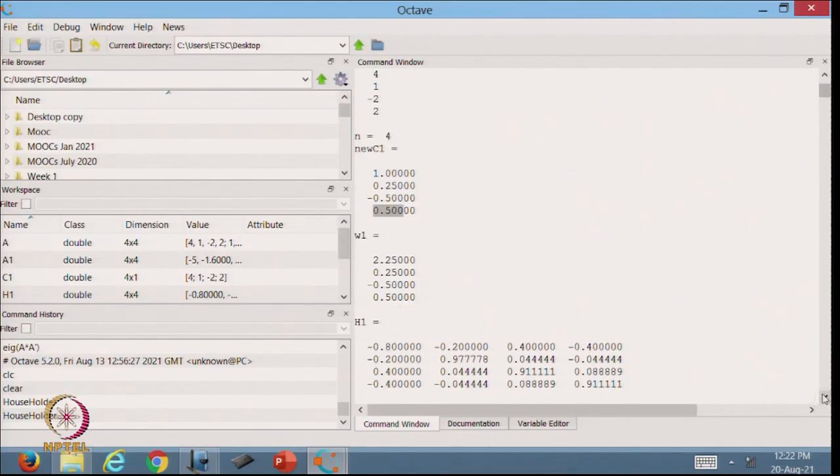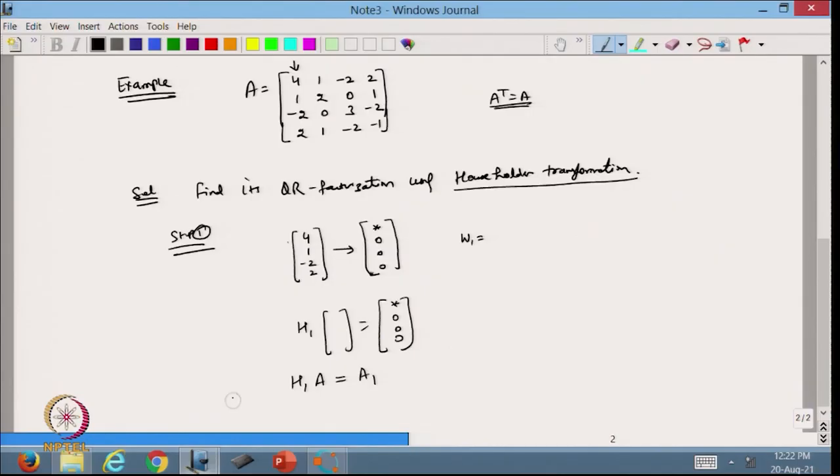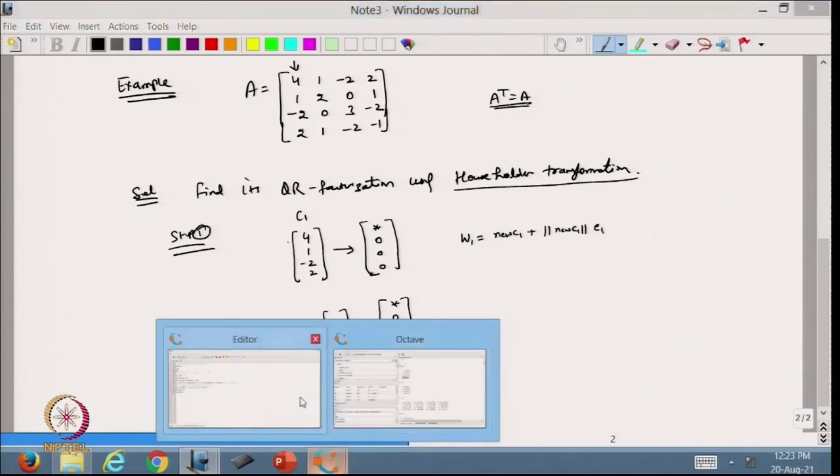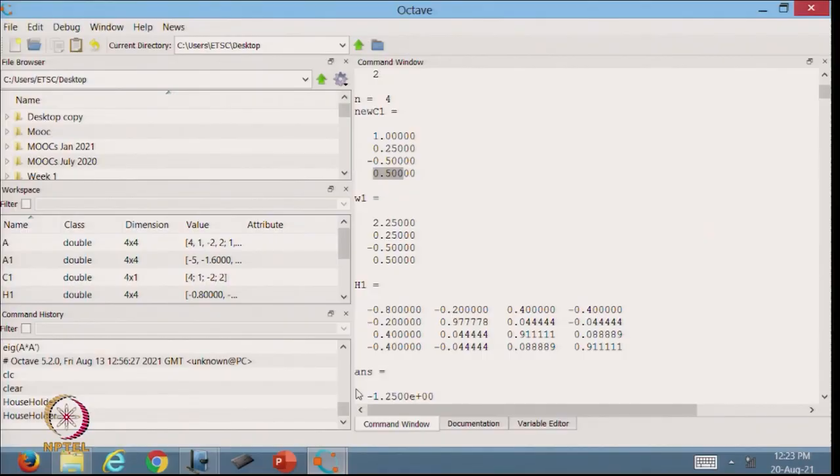And after this, I get my W1. So, W1 we have taken as new C1 plus the sign of this, which is positive. So, we have taken the positive sign, the magnitude of this one, and then E1. So, we got this W1. If you see, this is my C1, and then I will convert this into the new C1. So, it is new C1 plus the sign of this is positive, so I am taking the new C1 norm and then E1. So, this is what we have done. And after that my H1 becomes this one.